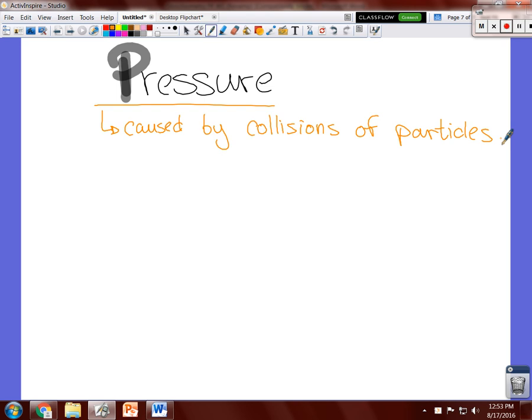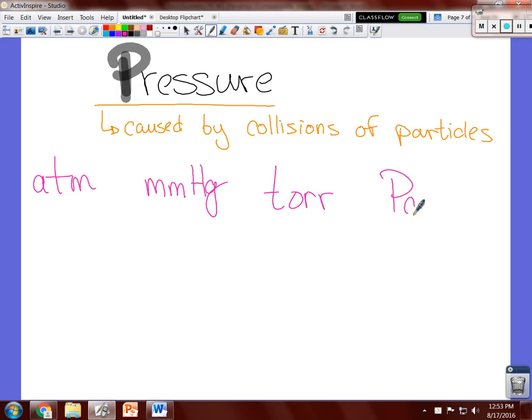So it's important we understand this. Pressure is caused by collisions. And we'll get way more in depth on what collisions mean. There's major units. We have ATMs, which stands for atmospheres. We have mmHg, which stands for millimeters of mercury. We also have torr. And the last one we have is Pa, which stands for a Pascal. We'll talk about that later.